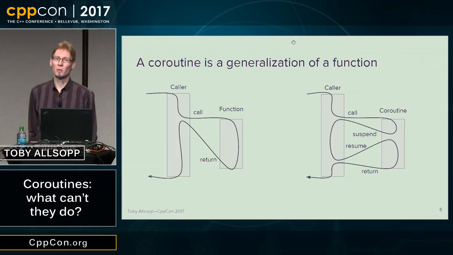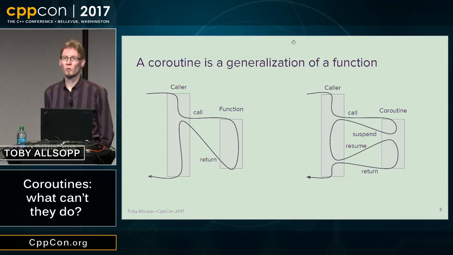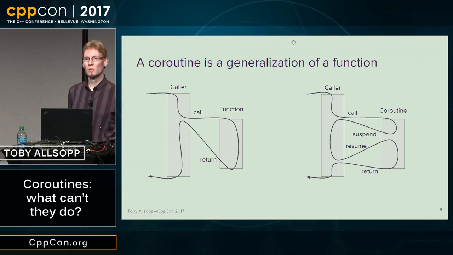One is that the coroutine can suspend, which transfers control flow back to its caller, and then the caller carries on. At some point later, the caller can initiate a resume of the coroutine, which transfers control flow back to the coroutine, and it resumes at the point where it was suspended. Then when the coroutine returns, it's just like a function returning. Control flow goes back to the calling function.